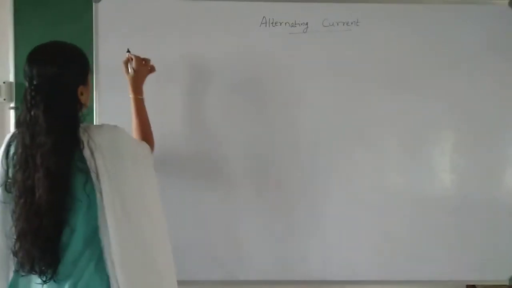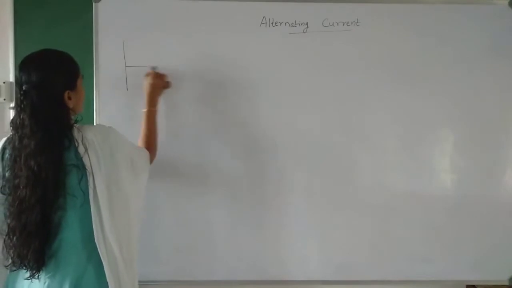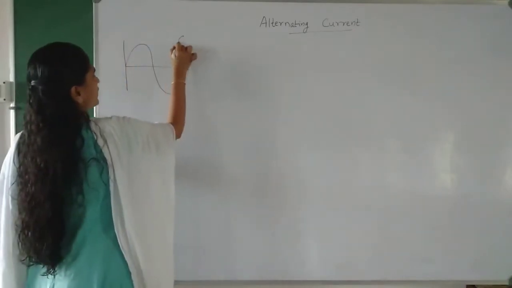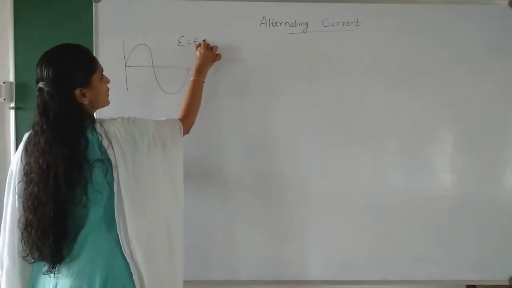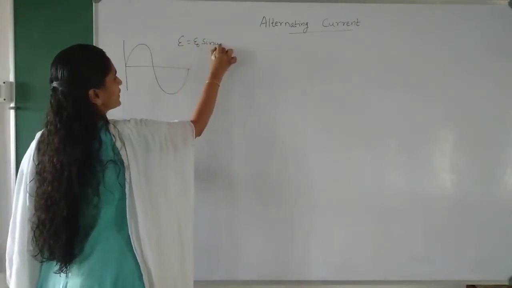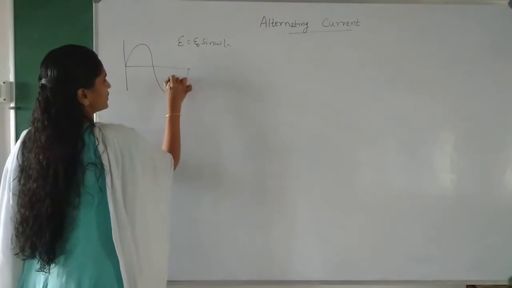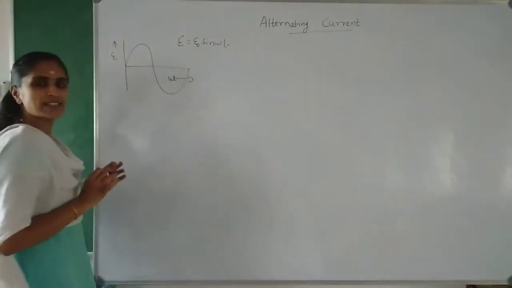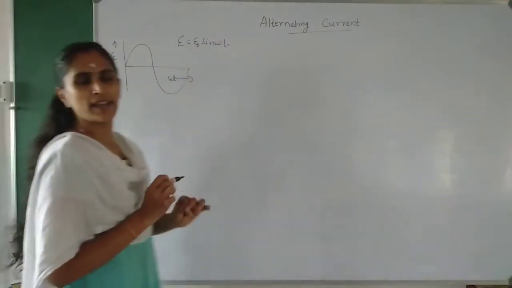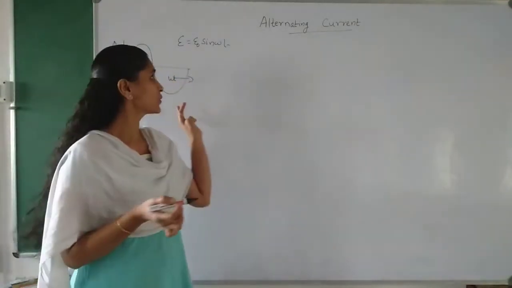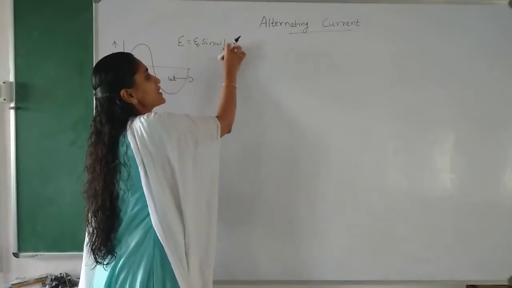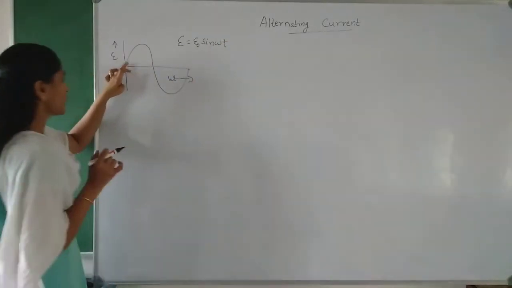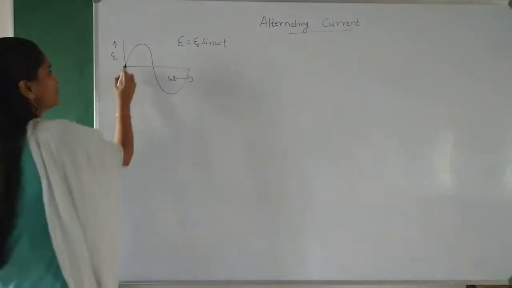So if we plot it, we can see that it will be like this. If we write E is equal to E0 sin omega t, here omega t is plotted. So we can say that it will be a sine or cosine curve, and here it is a sine curve. Clear? So at each and every instant you can see that the value of EMF is changing.